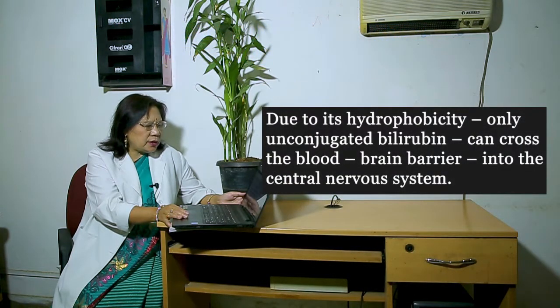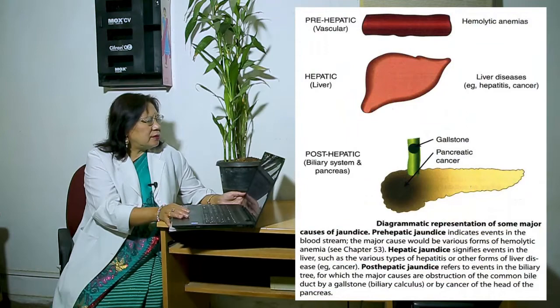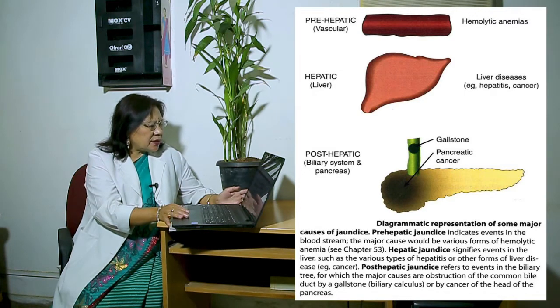So due to its hydrophobicity, only unconjugated bilirubin can cross the blood-brain barrier into the central nervous system. So here, prehepatic, it will cause hemolytic anemia, and in the hepatic, it will damage the hepatocyte, in case of hepatitis and cancer, and post-hepatic, that may be obstruction by the gallstone, or there may be carcinoma of the head of the pancreas.